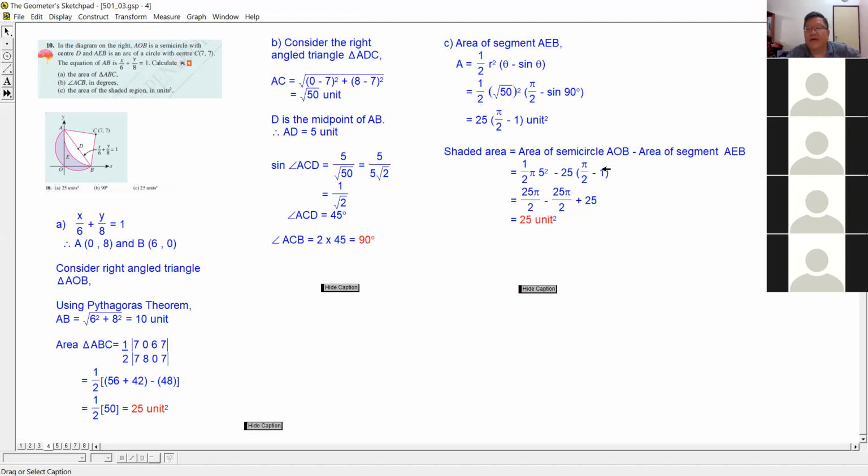So area of semicircle minus the area of segment, right? Then you open up the bracket, you get this. And answer is 25. Exactly 25 units. Okay or not?